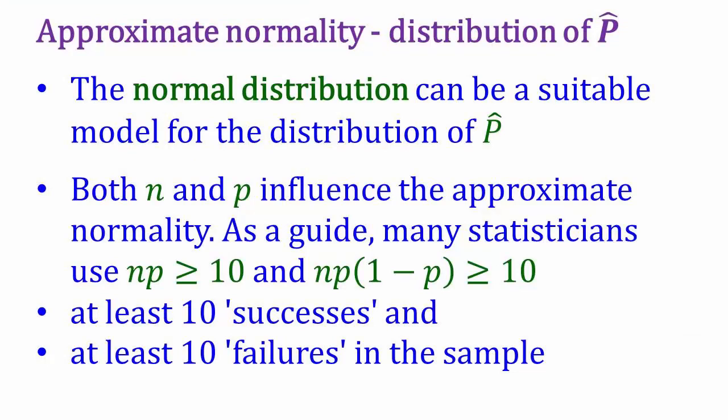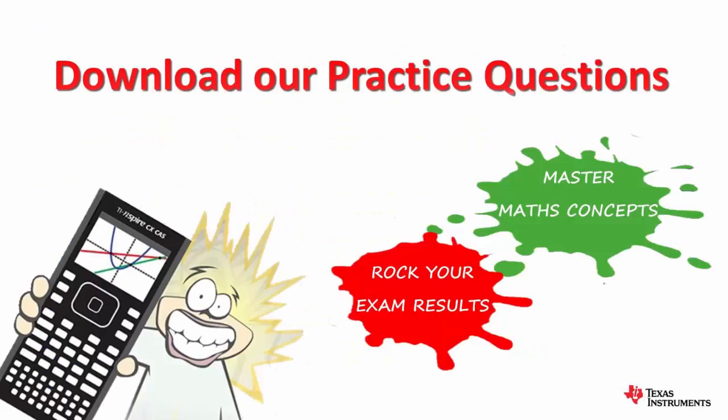So the normal distribution can be a suitable model under certain circumstances. Now both n and p, as we saw in the simulations, influence the approximate normality. Now as a guide, what many statisticians use is that for the normal distribution to be valid, the sample size needs to be such that it contains at least 10 successes and at least 10 failures.